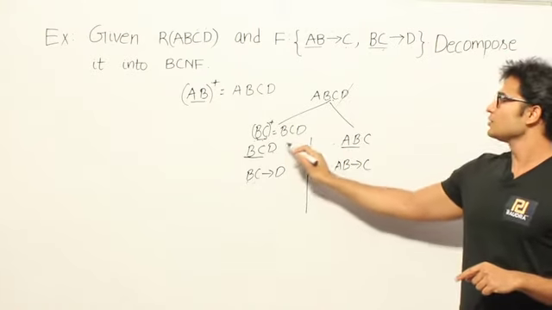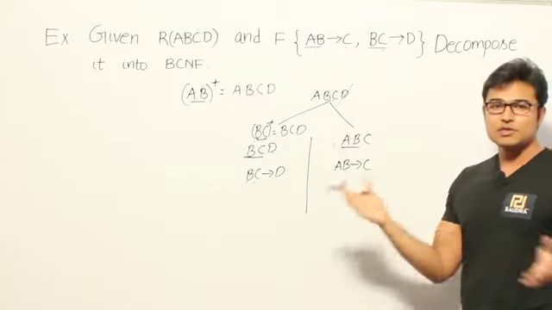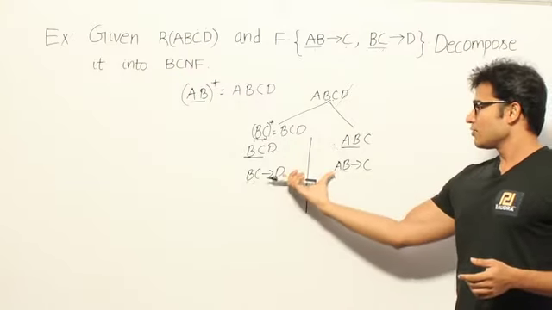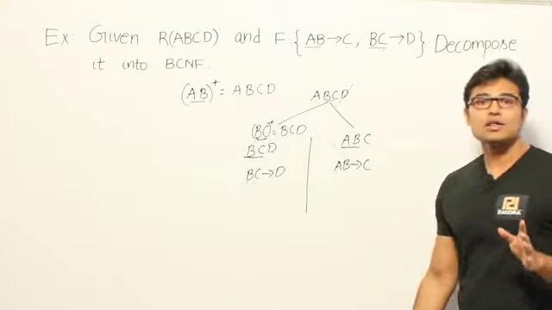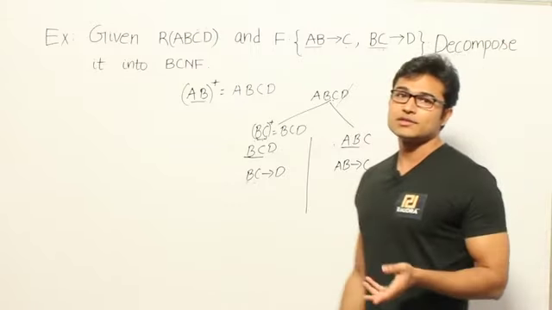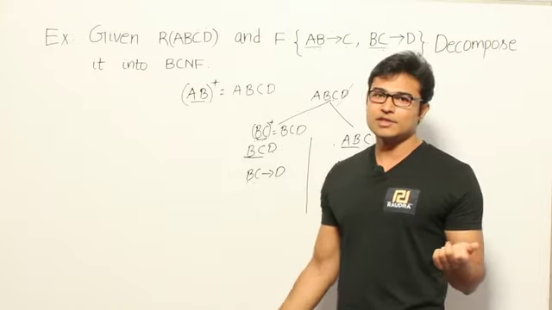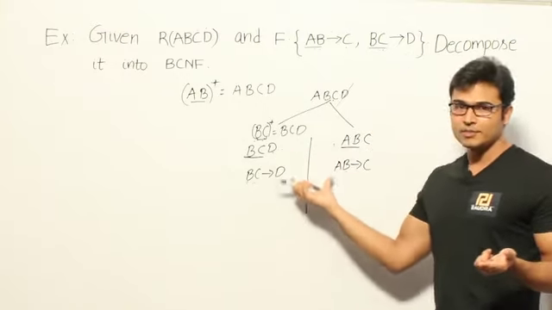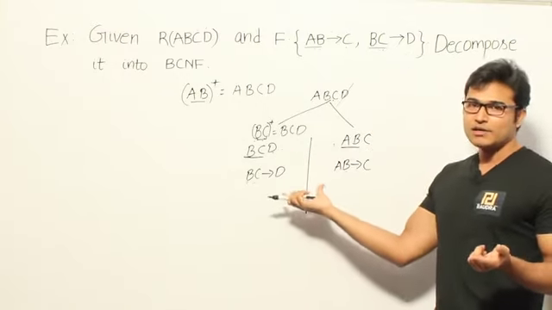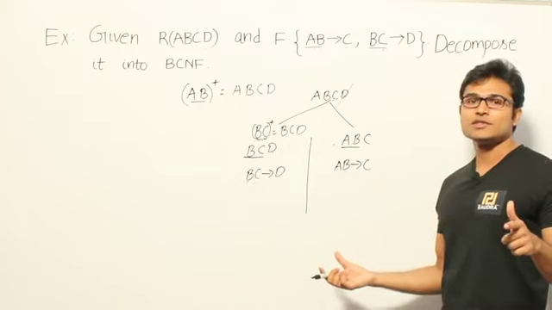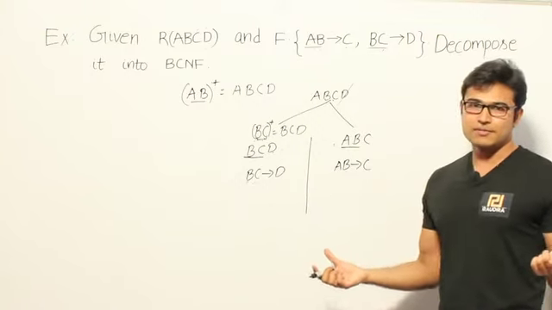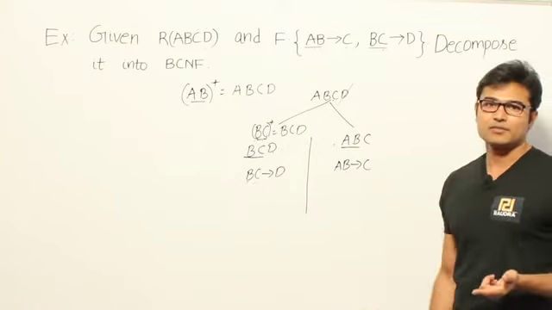BCNF and also lossless. This decomposition is lossless, and also functional dependency preserving. So all the properties are holding true here, but it might not be the case in all other examples. See, in this example it is both lossless and dependency preserving. It does not mean that every BCNF decomposition is dependency preserving. In this case it happened that way. Okay, fine.